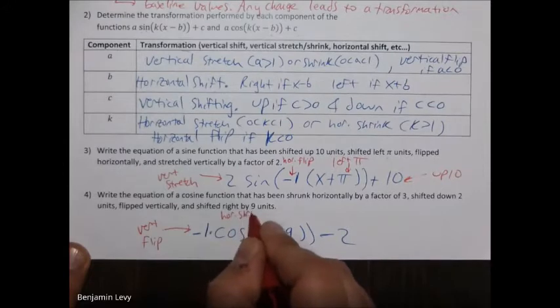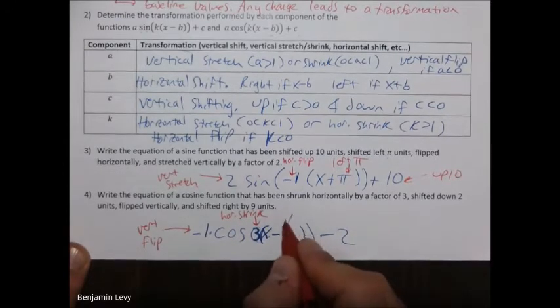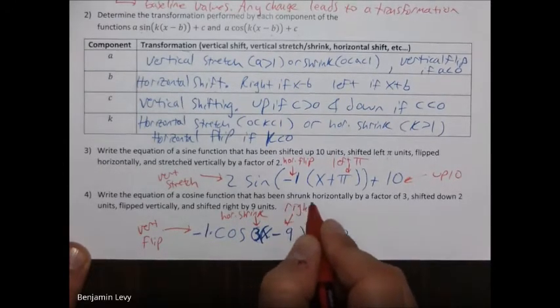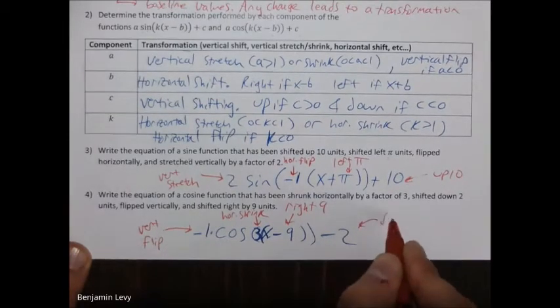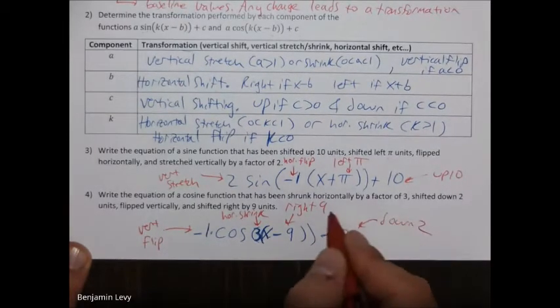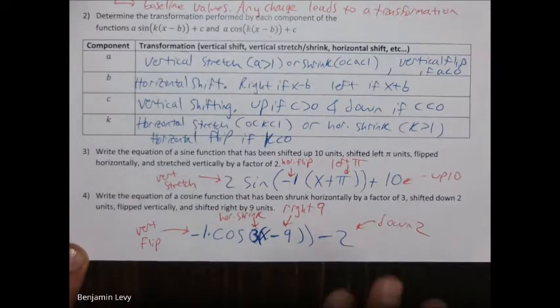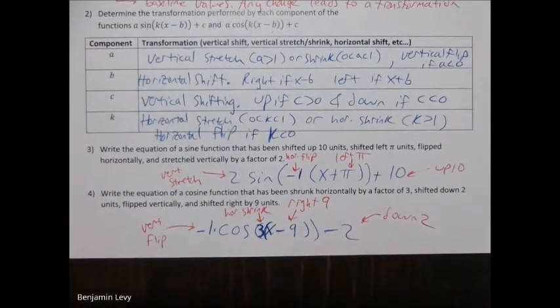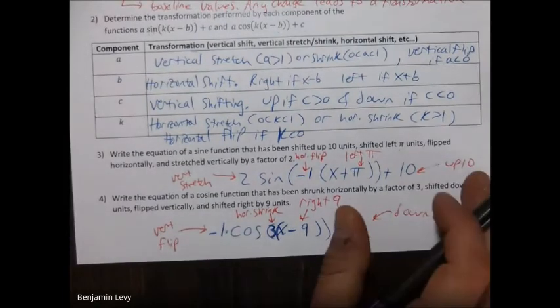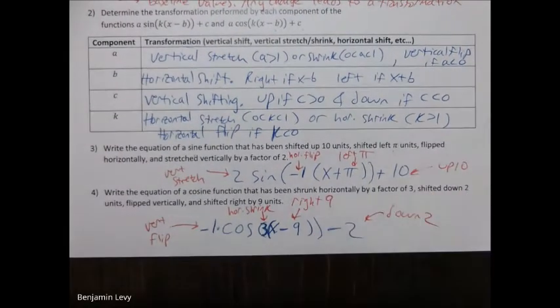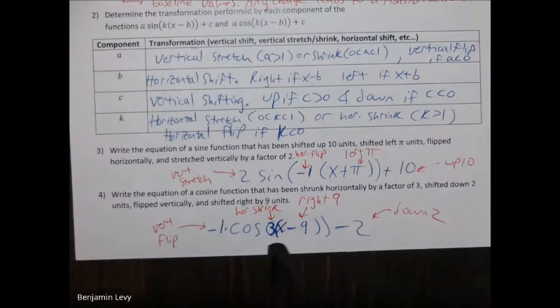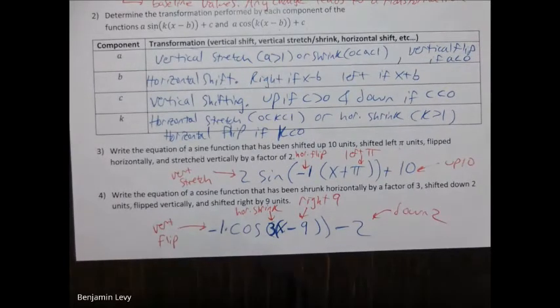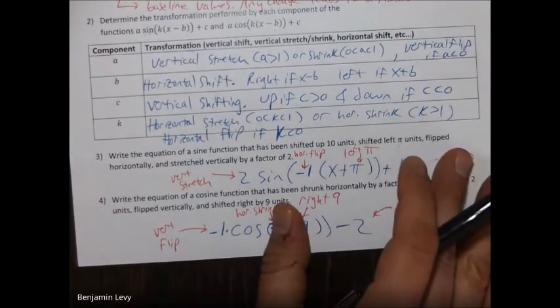We have the horizontal shrinking with the 3. We've got to the right 9, and then down 2. So that's how you could think about a transformation of a function just given words. The flip could also be a question too, right? I could give you one of these functions and just ask, what are the transformations being done? If I wrote that down, you'd say, oh, it's been vertically flipped, shrunk horizontally, right 9, down 2. Okay.